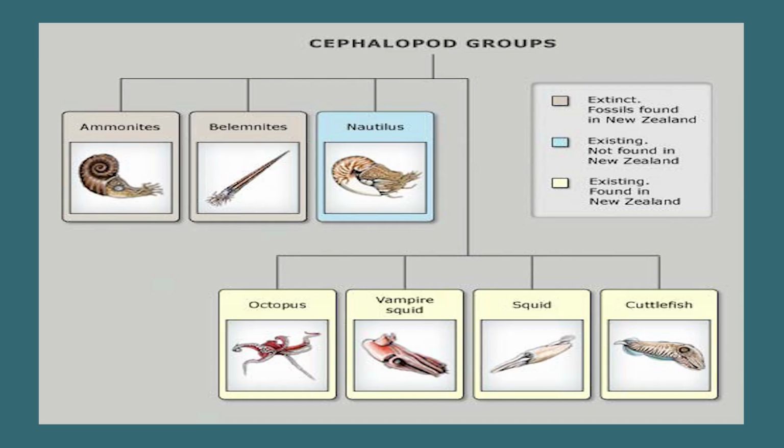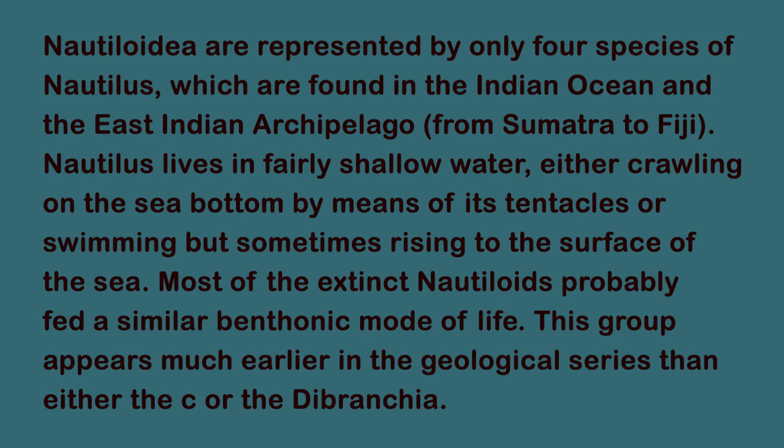Nautiloidea is an order which has some very defined characters: it has an external shell, and the suture is simple and slightly curving. Shells are sometimes straight and sometimes coiled. The straight shelled nautiloids are Orthoceras and the coiled nautiloids are the Nautilus itself.